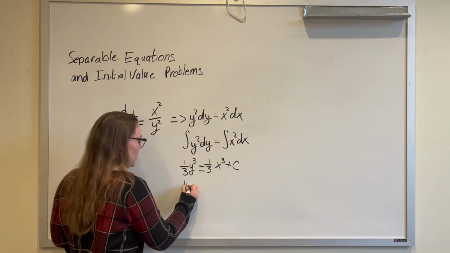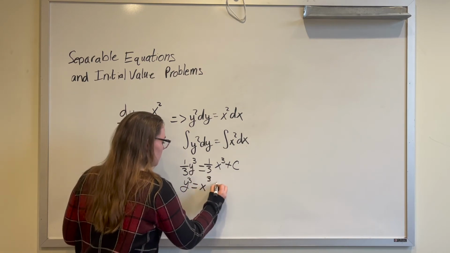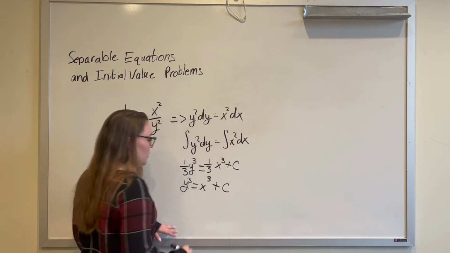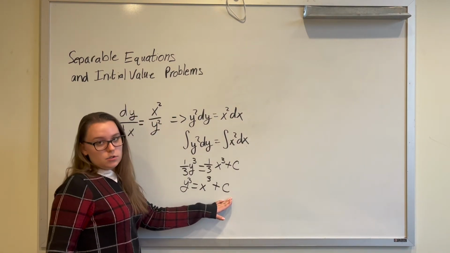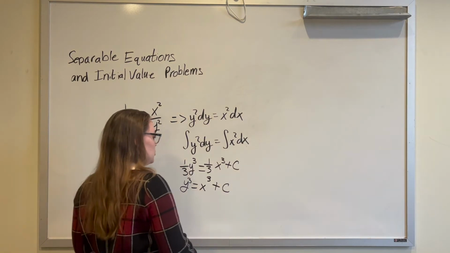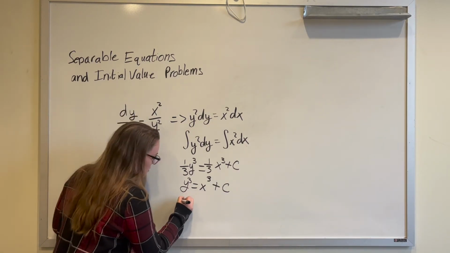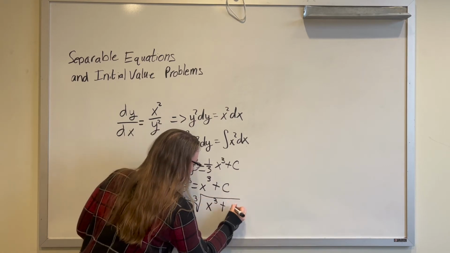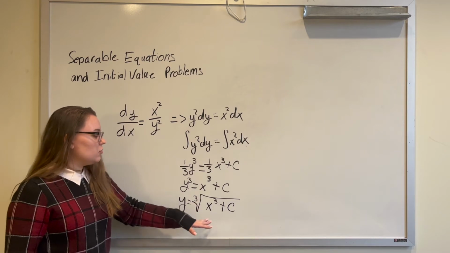So we can multiply by 3. Remember, this is an arbitrary number, so if we multiply it by 3, it's also going to be another arbitrary number. So we can leave it as c. And we can take the cube root, and we have our solution. Y equals the cube root of x cubed plus c.